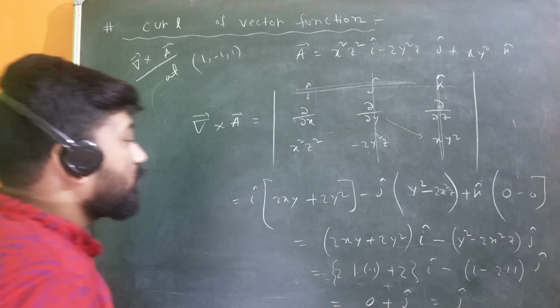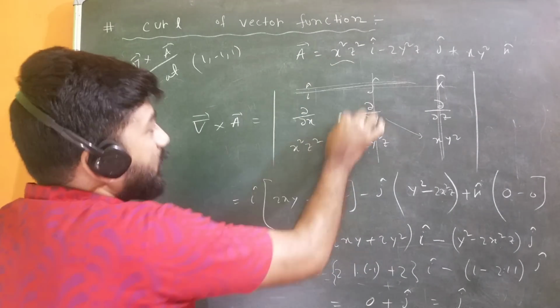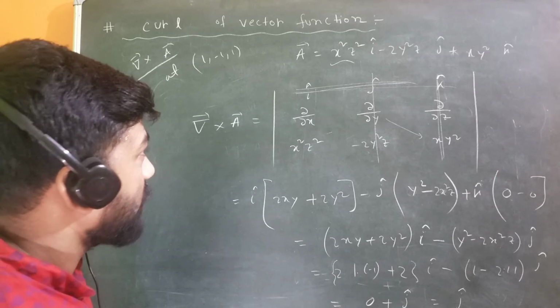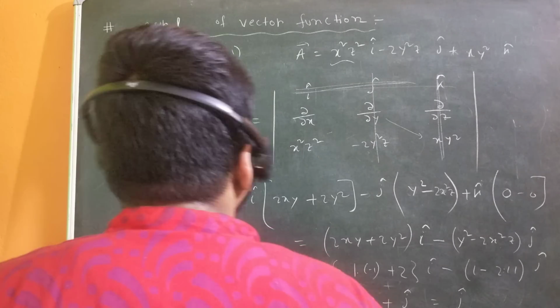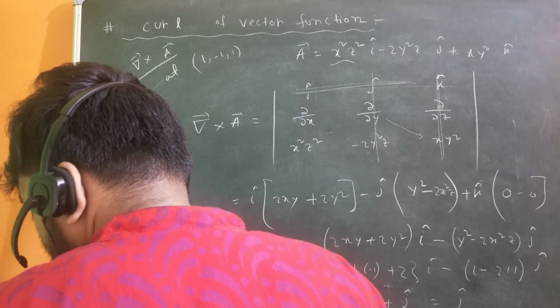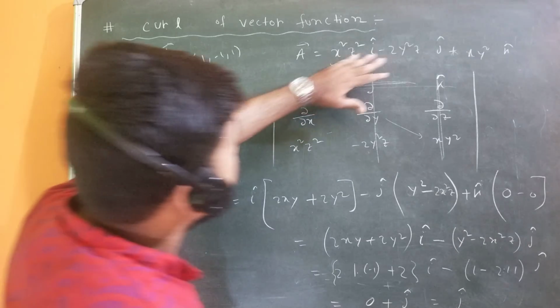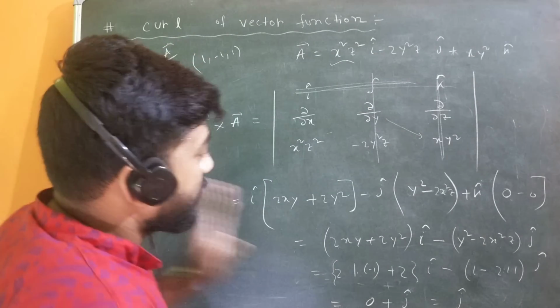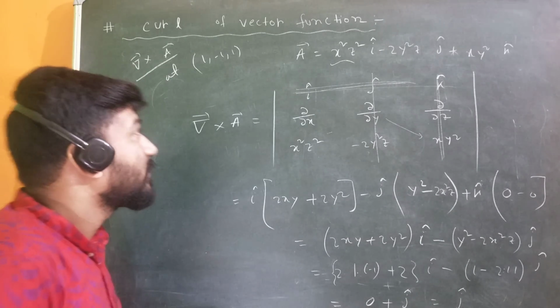Okay, so I have actually changed this according to the problem, but here the problem is different. Here the problem was x square z square and 2y square z square and x y square z. According to this vector, this will be the result. Okay, so if there is a mistake, please check. Okay, so thank you.